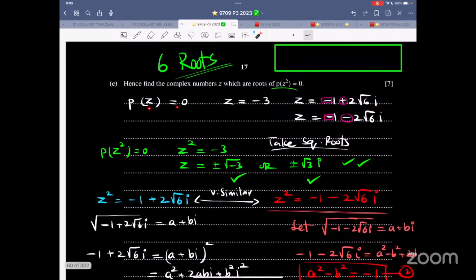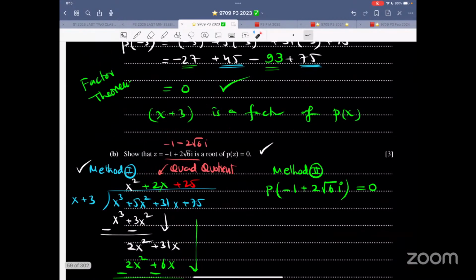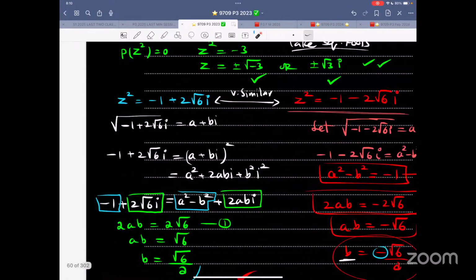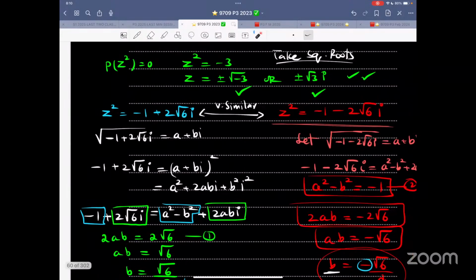Before Pz equals 0, these values equal z. Pz square equals 0, these values equal z square. So it's a question about square root, and there are 7 marks. 7, 3, 10, 10 and 2, 12. That's a very worthwhile question. 12 marks out of 75, almost 20%.